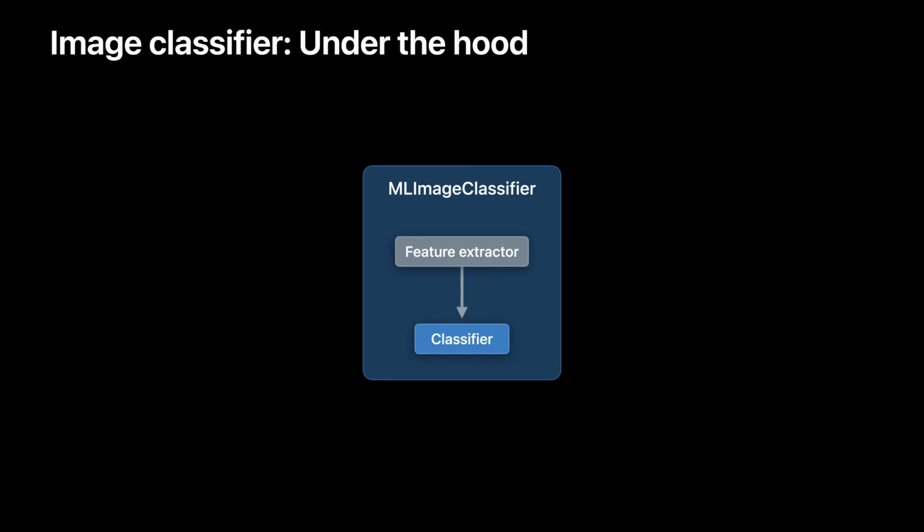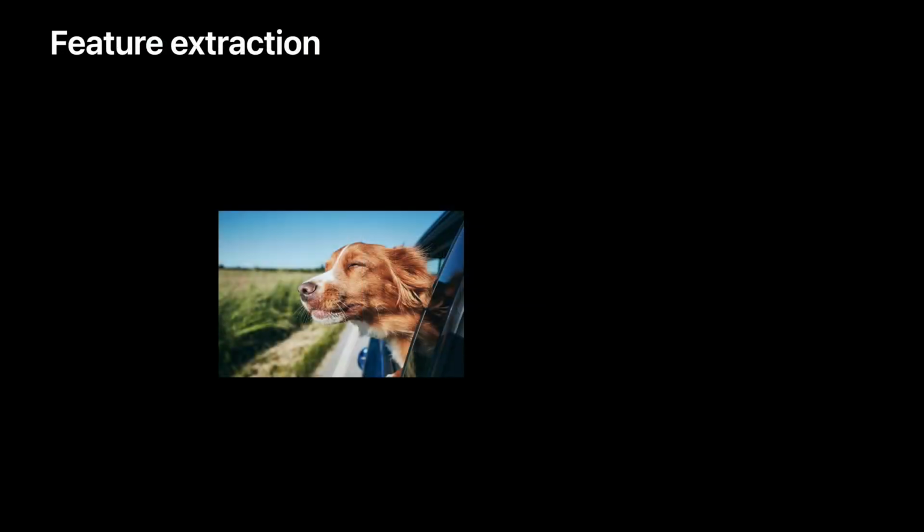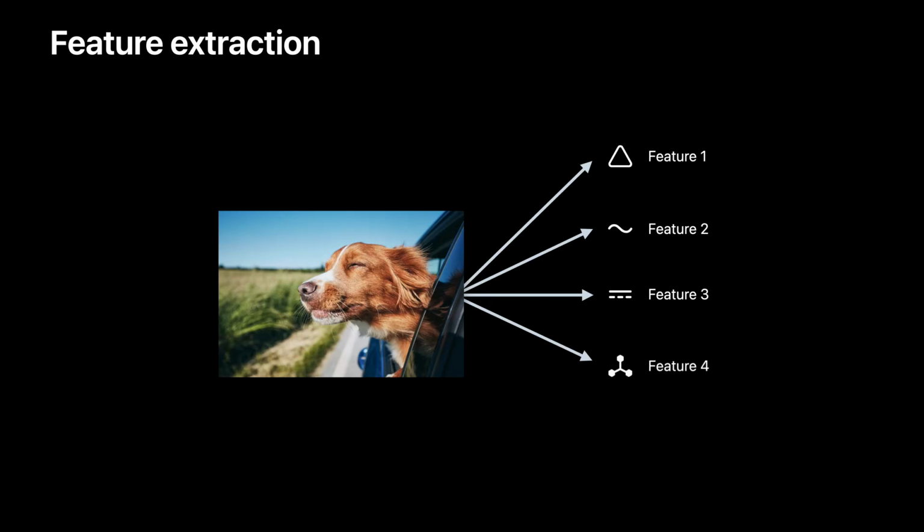Let's zoom into the first step of the image classifier, feature extraction. Generally, feature extractors reduce the dimensionality of the input by keeping only the interesting parts, the features. In the case of images, a feature extractor looks for patterns in the image. CreateML uses Vision Feature Print, which is an excellent image feature extractor provided by the Vision framework.